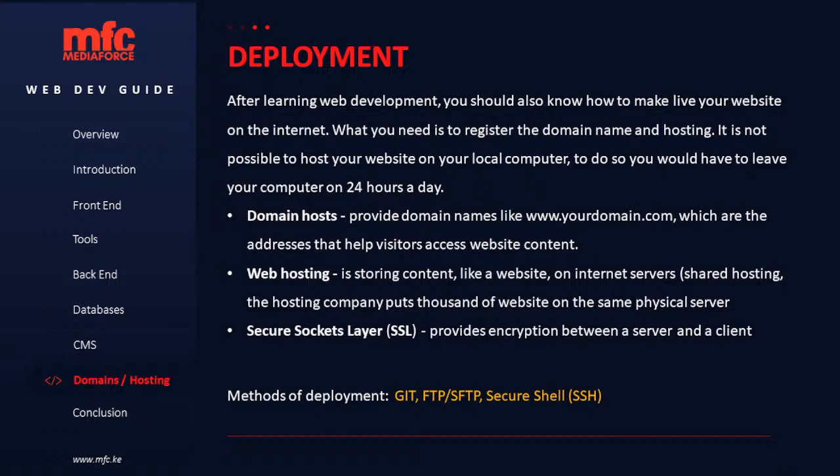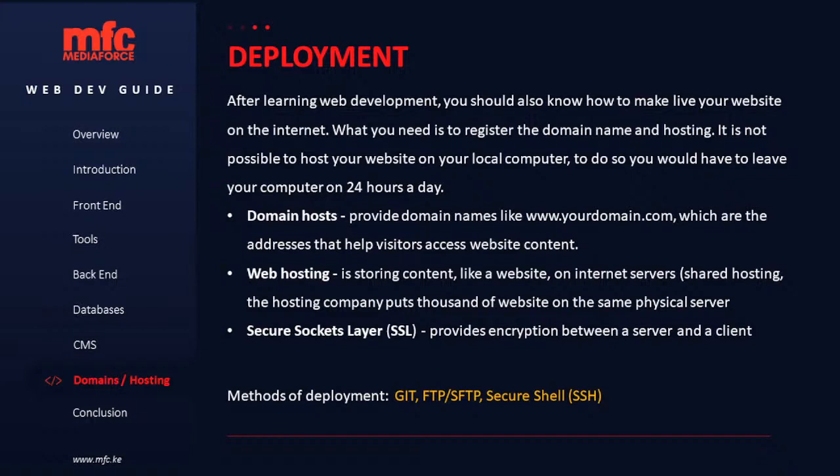And down here, I've just mentioned the kinds of deployment. It could be through Git. We looked at Git, the online repository, or it could be FTP, file transfer protocol, or SFTP, or secure shell. So these are ways in which you are able to deploy your web application.